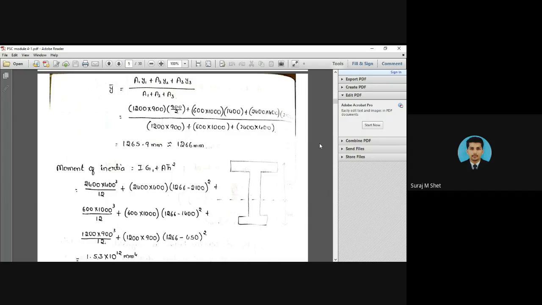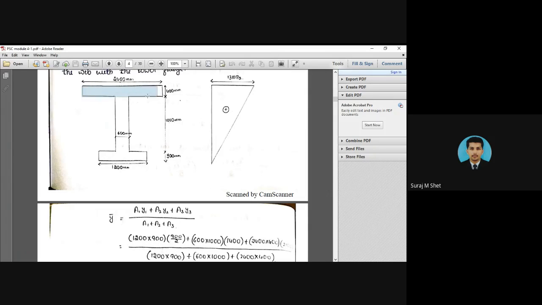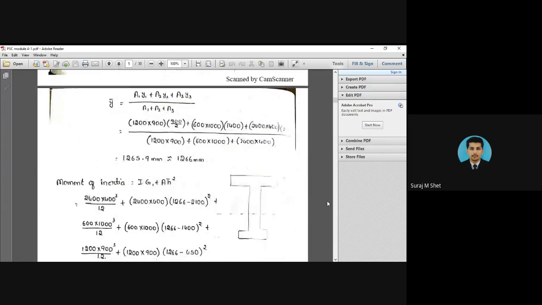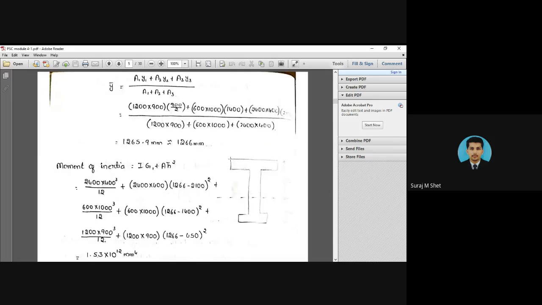See, this is my first diagram. See, this is 2400 into 400 cube divided by 12, same formula, BD cube by 12. First you have to apply the BD cube by 12, plus whatever the value is there, right? This is area 2400 into 400, into area into H bar square. So what is the area here? 1266, this is y bar. So y bar minus 2100, like this. Y bar minus this from the bottom. You're getting my first point.